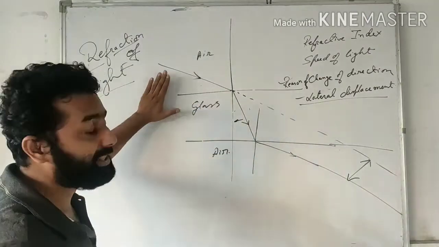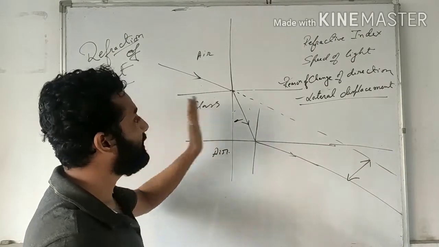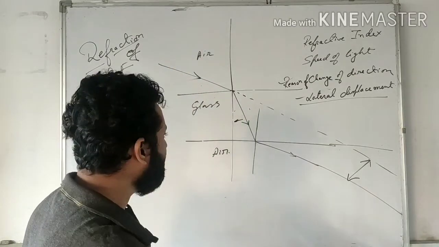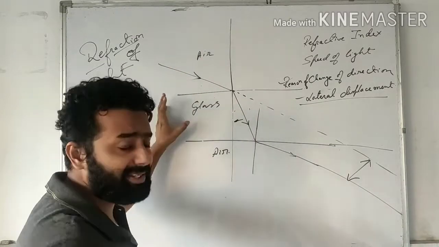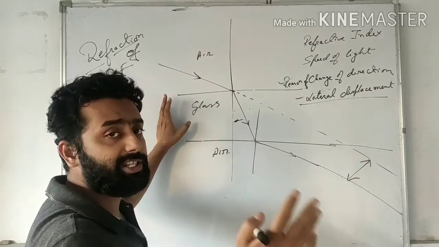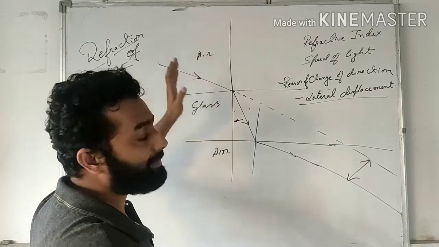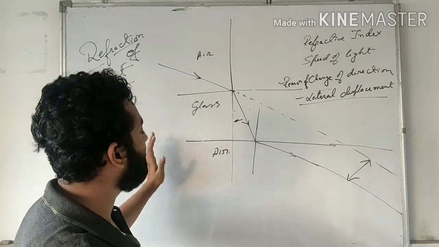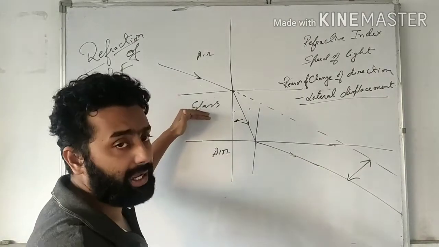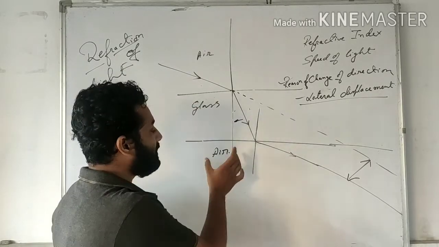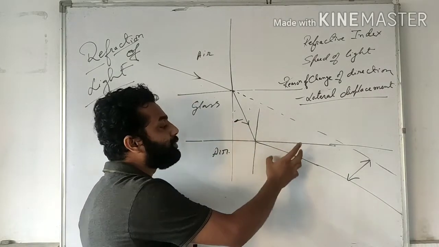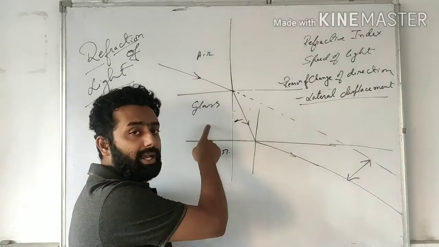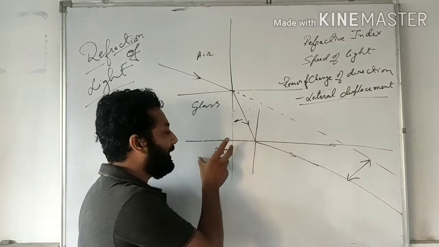For example, here in the first case, the refractive index of glass with respect to air. That means we are talking about the capacity of glass, how much it is going to bend the ray which is coming from air. And in the second case, when we say refractive index of air with respect to glass, it means how much refraction the ray is going to experience when coming from glass and entering the medium air.